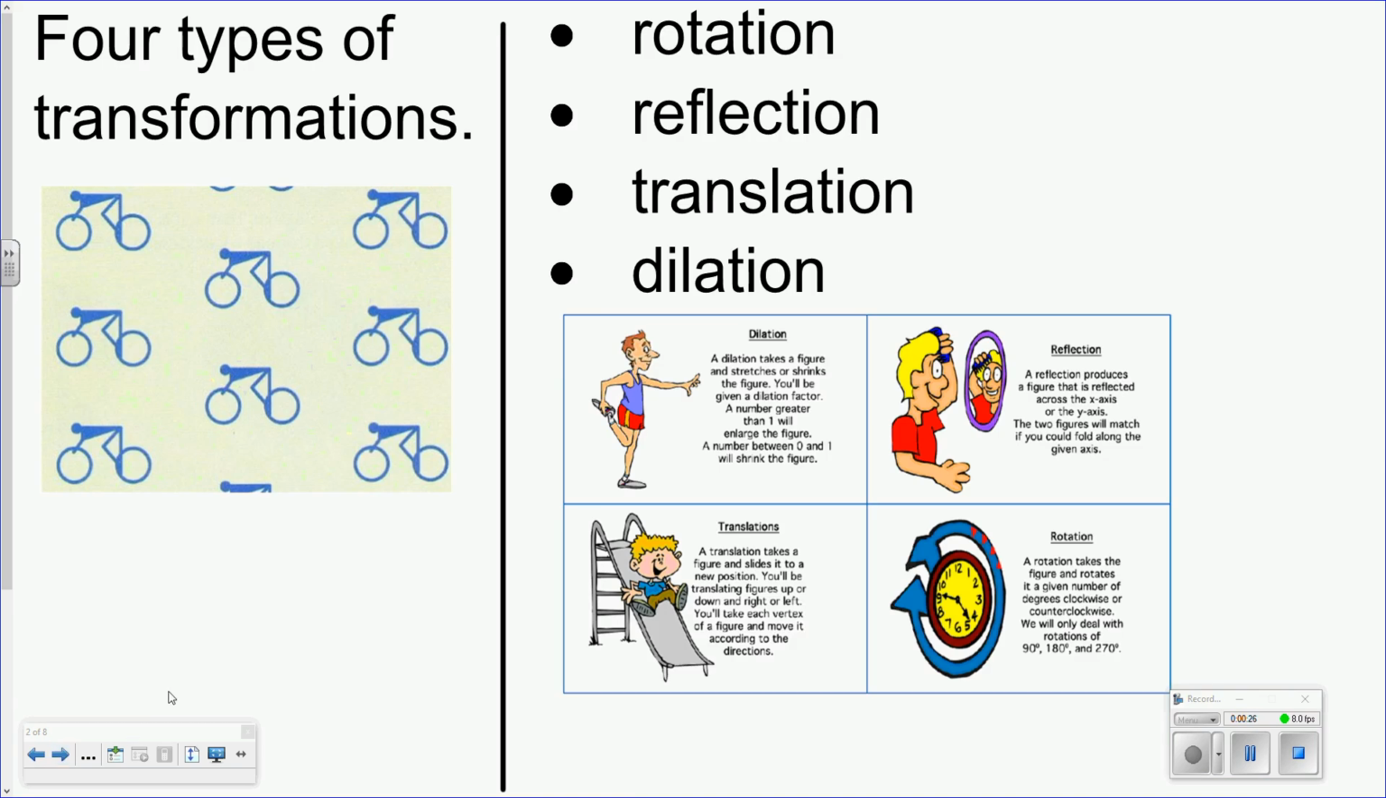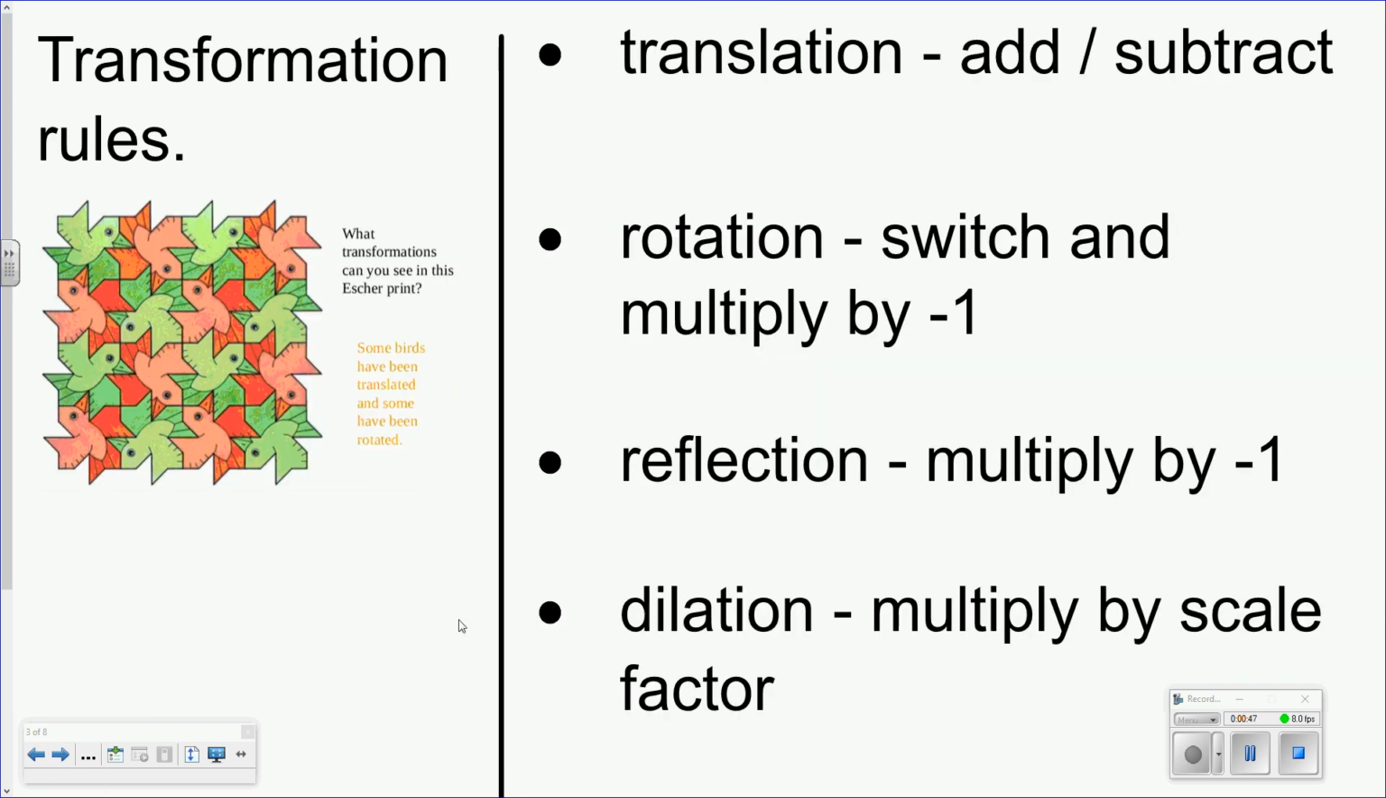So there are 4 types of transformations. Rotation, that's going to be our turn, clockwise or counterclockwise. The reflection, over the x or over the y. The translation, see this picture here, it's a slide. So it's going to slide to the left or slide to the right or up or down. And a dilation is going to get bigger or smaller.